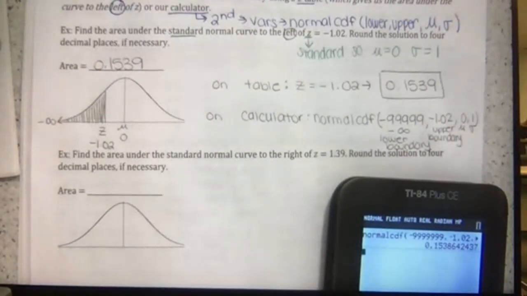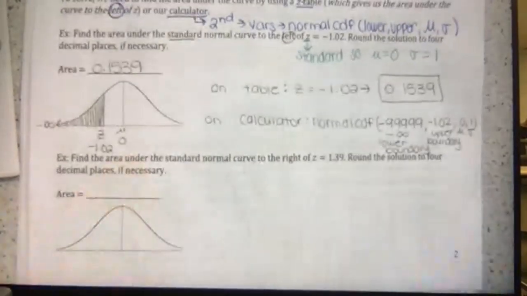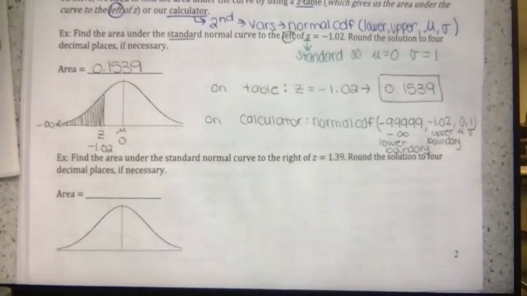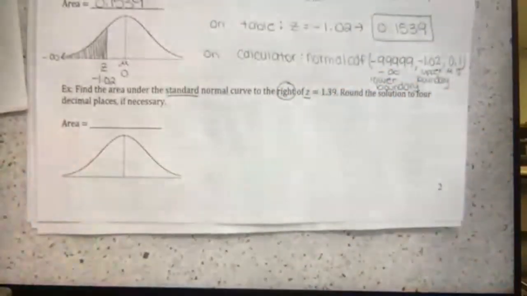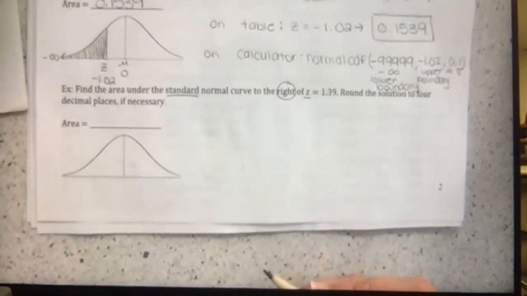So that was area to the left. Questions on area to the left? We're going to do our other two scenarios, right and then the middle. The next one is find the area under the standard normal curve. Again, it says standard, so we're going to use z values. To the right, so this time we're going to look to the right of z equals 1.39. Round our answer to 4 decimal places as needed.